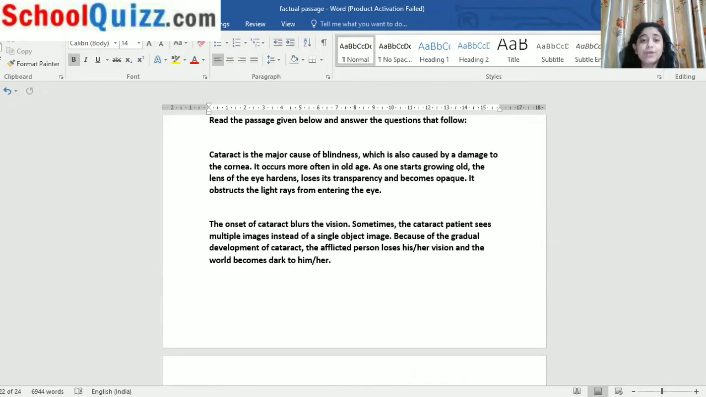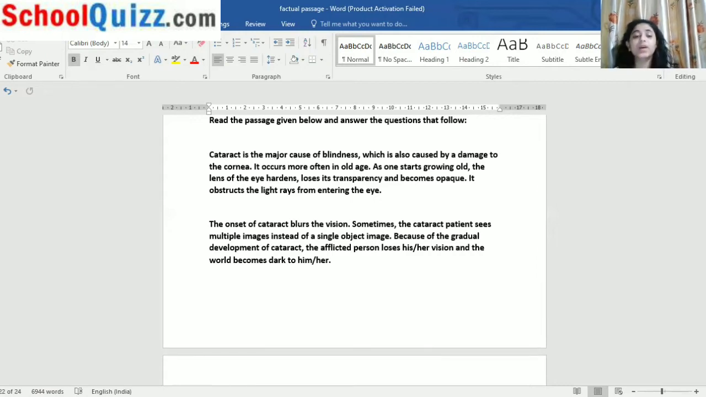Cataract is the major cause of blindness, which is also caused by damage to the cornea. If you know the parts of your eyes, cataract is this one, the black one. It occurs more often in old age. When you get old, at that time it occurs. As one starts getting old, the lens of the eye hardens, loses its transparency, and becomes opaque. It means your vision will get blurry.